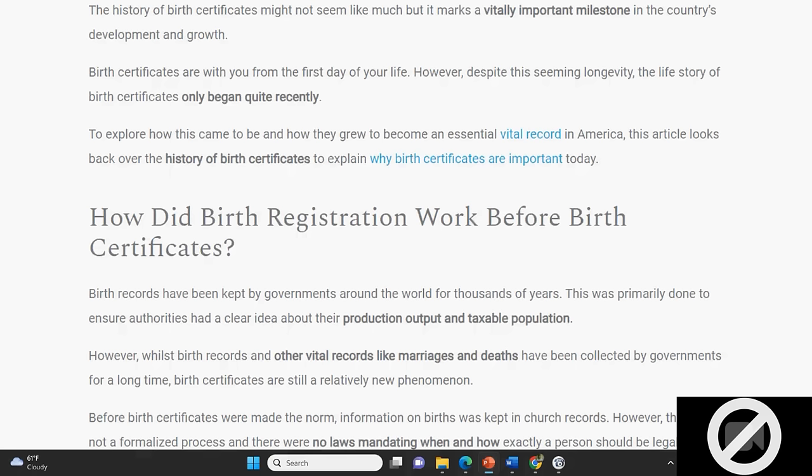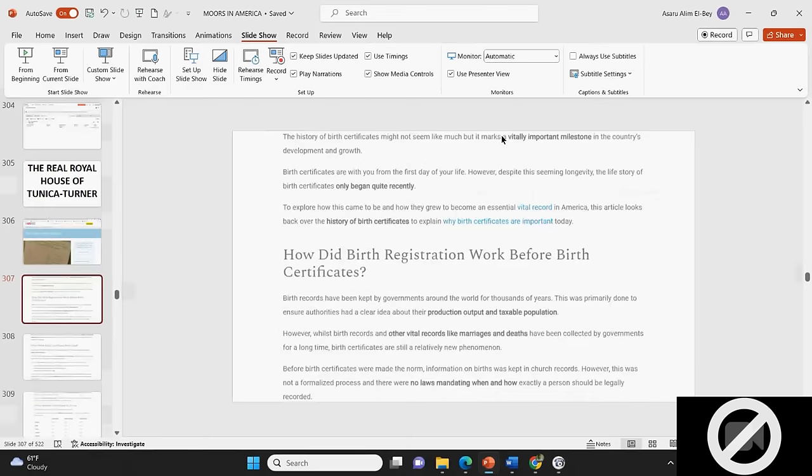However, while birth records and other vital records like marriages and deaths have been collected by governments for a long time, birth certificates are still a relatively new phenomenon. Before birth certificates were made the norm, information on births was kept in church records. Get it? However, this was not a formalized process, and there were no laws mandating when and how exactly a person should be legally recorded.